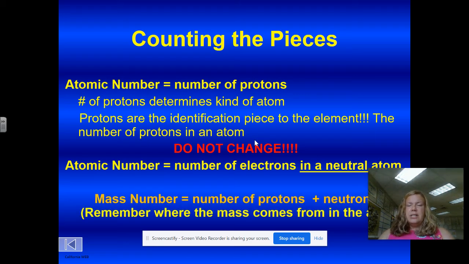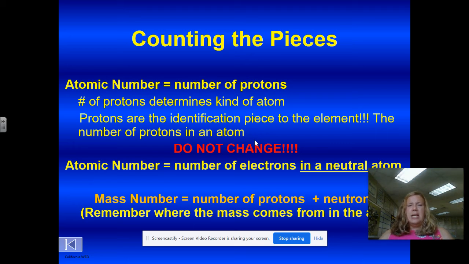The mass number, this is where students typically get messed up. The mass number is the number of protons plus the number of neutrons, because we have to consider, where does the mass come from in the atom? Remember, I told you just a couple slides ago, an electron's mass is 1/1800th the size of a proton or a neutron. So that's why we don't count electrons in a mass number. We simply take the number of protons plus the number of neutrons.